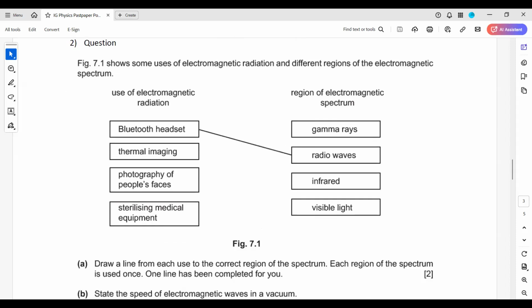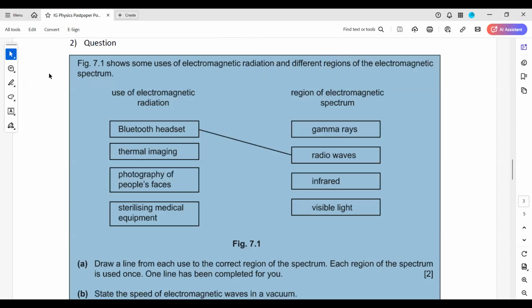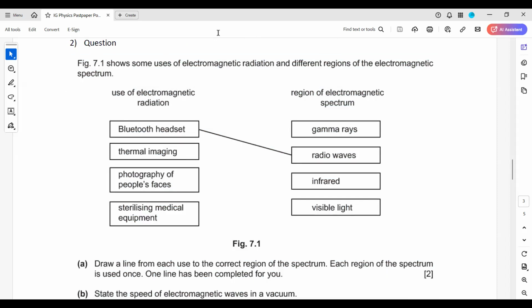The next is figure 7.1, which shows some electromagnetic radiation. Electromagnetic radiation means radiation which can travel through a vacuum. A Bluetooth handset uses radio waves. Thermal imaging, what does it use? Infrared. Photography of people's faces: we need visible light to see the people. Sterilizing medical equipment: gamma rays. Also ultraviolet. Yes, UV can be used, but there's no option of UV. That's why we selected gamma.